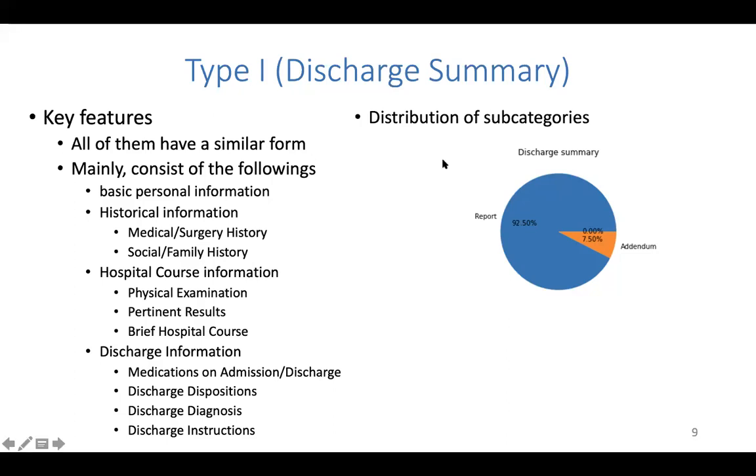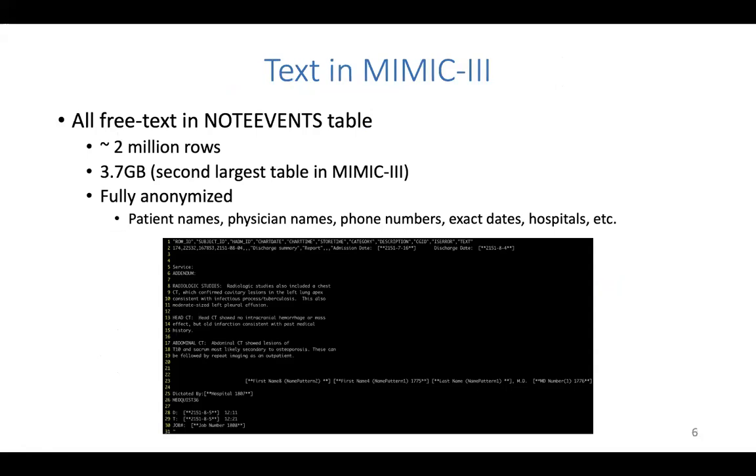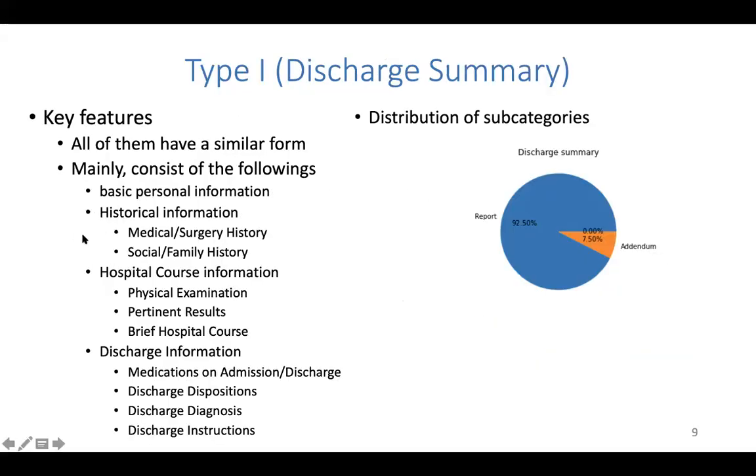So type 1, discharge summary. These will be used in automatic coding. Maybe we can spend some time here on what they are. So key features are that all of them have a similar form. As I said, there are sections in the discharge summary, like service section, radiology section, prescription section, procedure section, diagnosis section. So all of them have a similar form, and mainly they contain personal information.